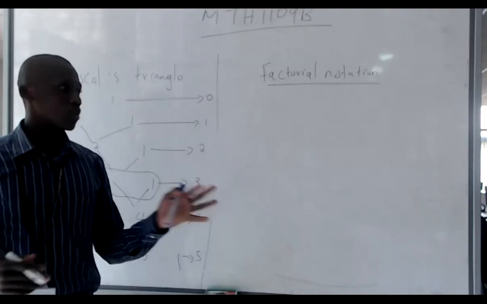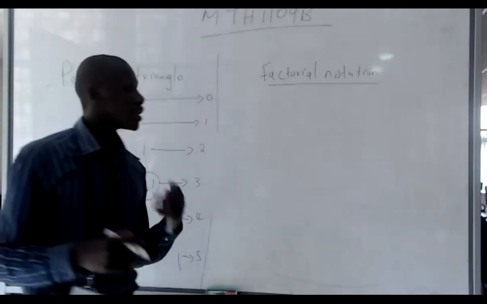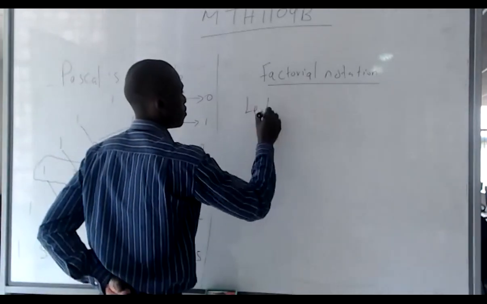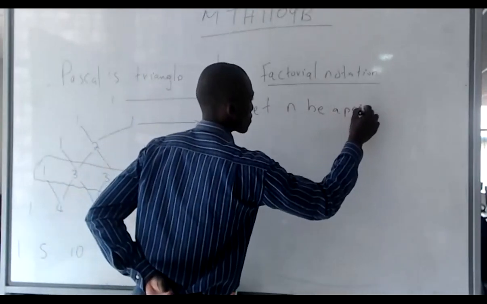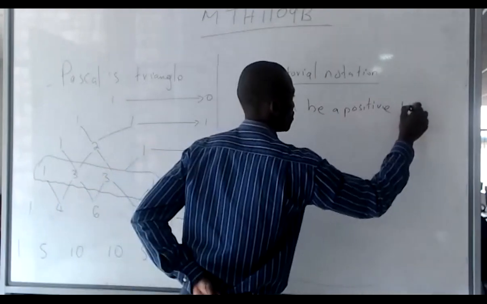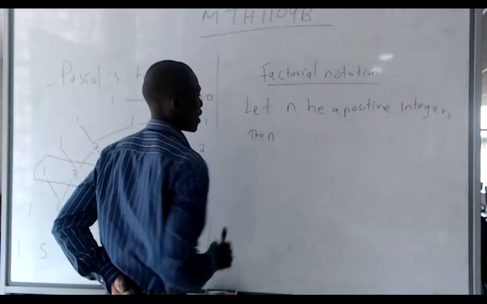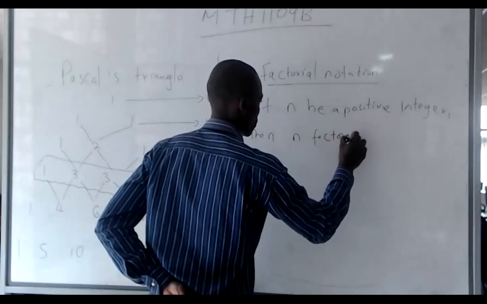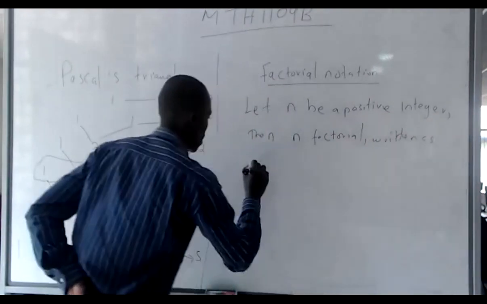Remember, those of you who have done or will do gamma functions, factorial notation is there for fractions and even negative numbers. But for this class, we will deal with positive integers. Let n be a positive integer. Then n factorial is written as n and then this exclamation mark.